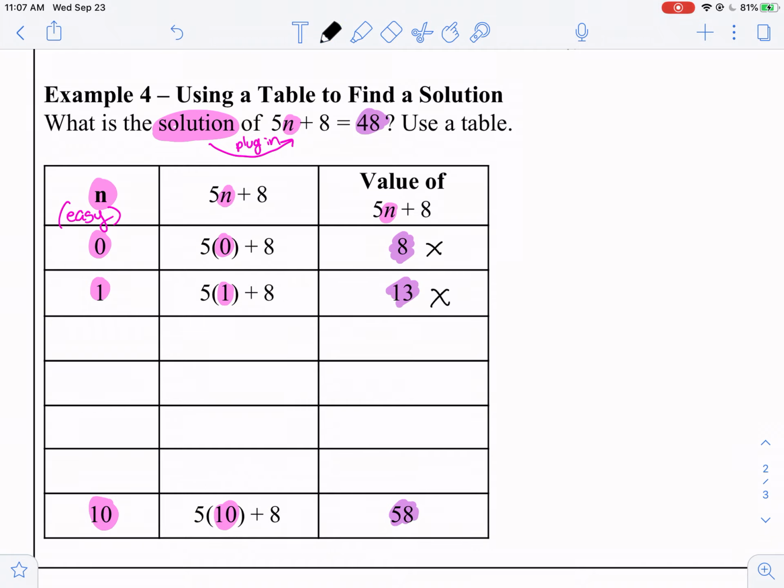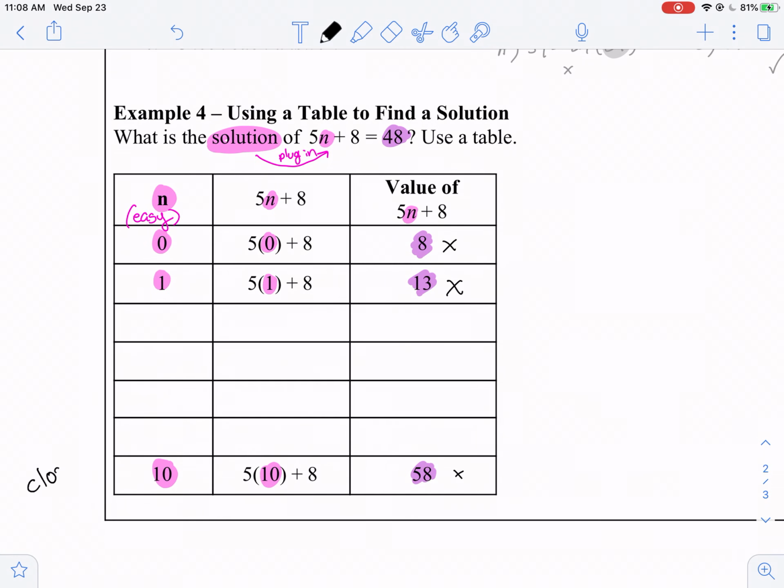And look at the results we're getting. 8 and 13, they are nowhere near 48. We need to try a much, much bigger number. How about 10? 10 is super easy. So we plug in 10 for n. 5 times 10 is 50. That's really easy to do. 50 plus 8, also easy, is 58. Oof, it's wrong. But it's not as wrong as earlier. So we know that 58 is close, so when we plug in n equals 10, that's close.